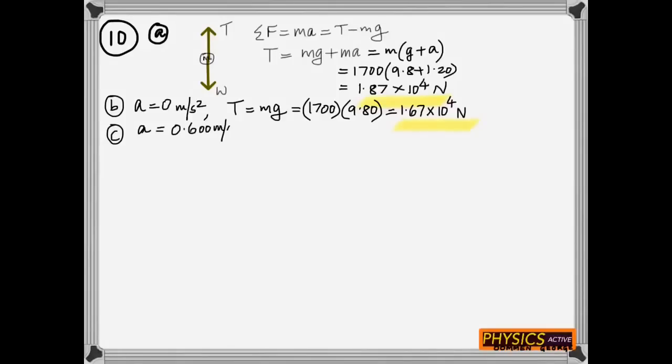If acceleration is 0.6, put that into the fundamental equation. But this time the motion is down. You see, that's why it's minus a.